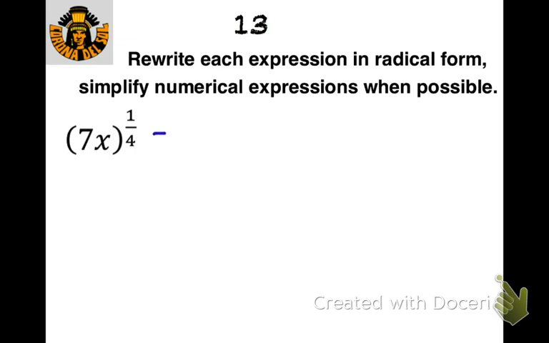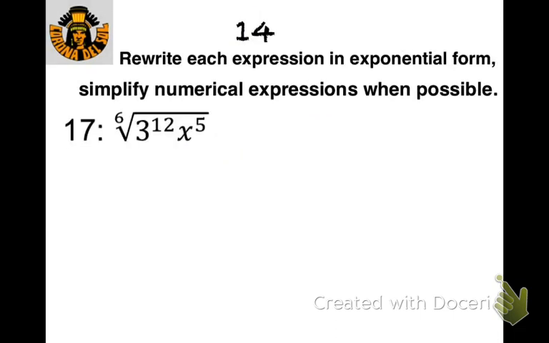All right, we'll change this to a radical. So the 4, that's your index. So that's the 4th root of 7x. Done. Can't really do the 4th root of 7. It's not a perfect 4th or anything.